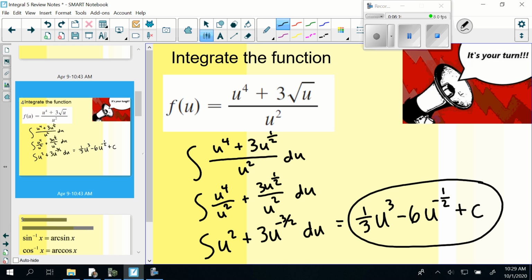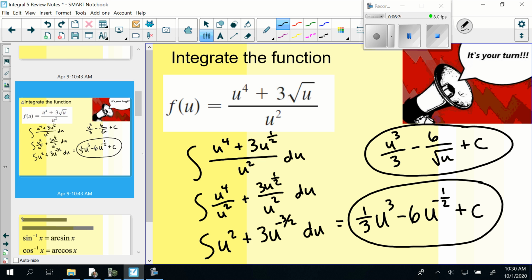Don't be surprised if, on an exam, you might see that also written as u cubed over 3, just making that into a fraction. If we make the next one into a fraction, it'd be minus 6 over u to the positive 1/2, which is the same as square root of u. So don't be surprised if you see the answer written like that as well.